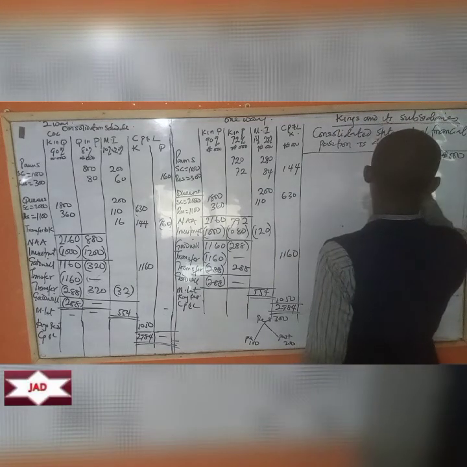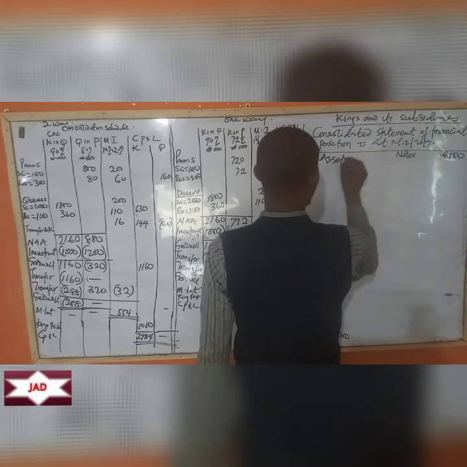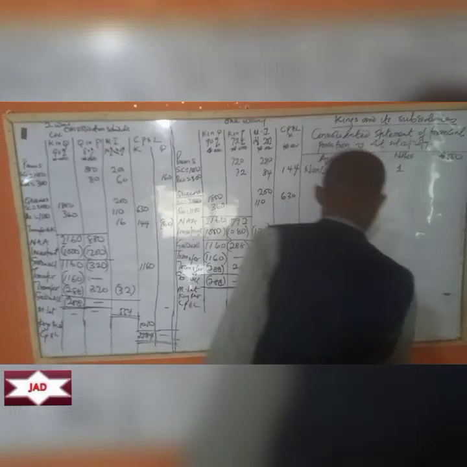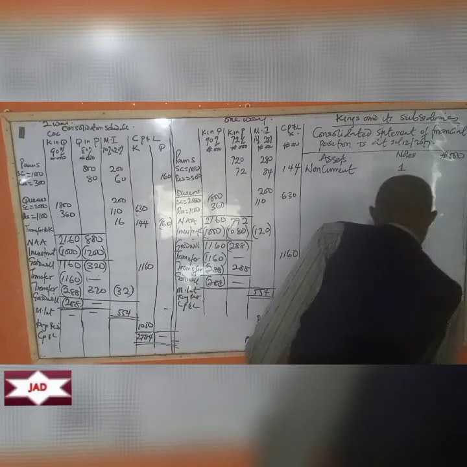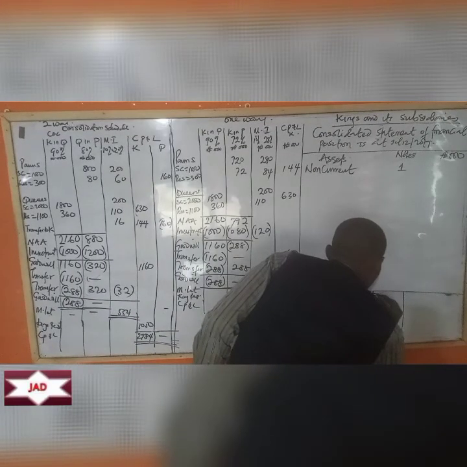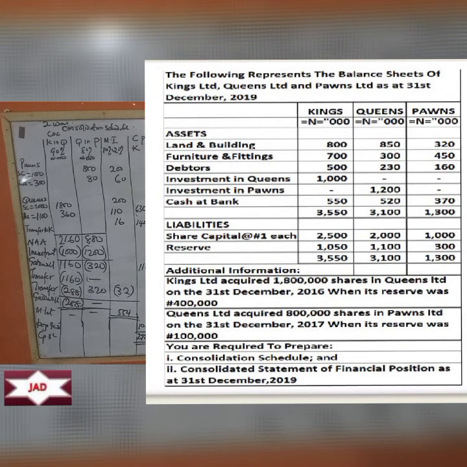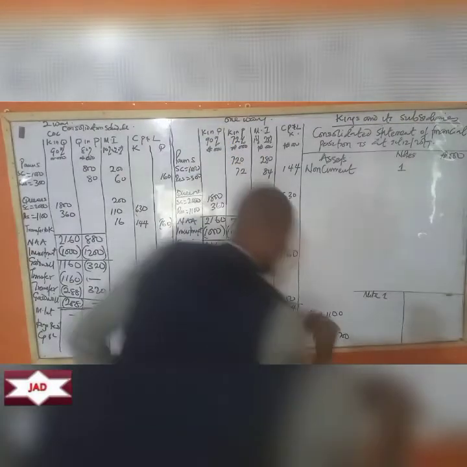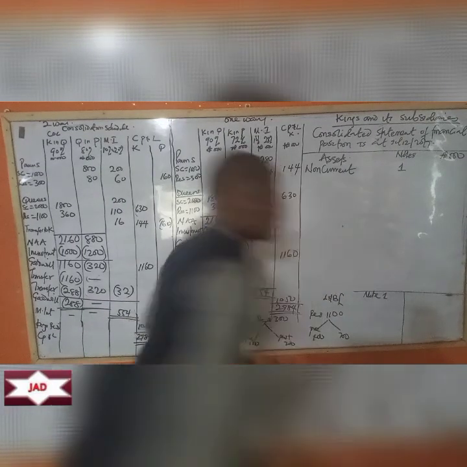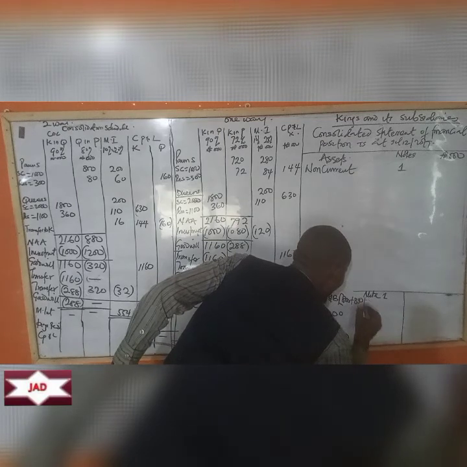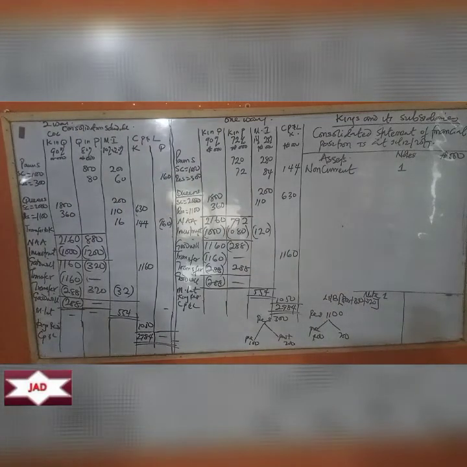So we have notes. So we have the assets here. So let's do non-current. That's note 1. Let's do that here. So what do we have there? Land and building. For the three companies, we have 800, 850, 320. So we add up, what do we have? 800 plus 850 plus 320. 1970.